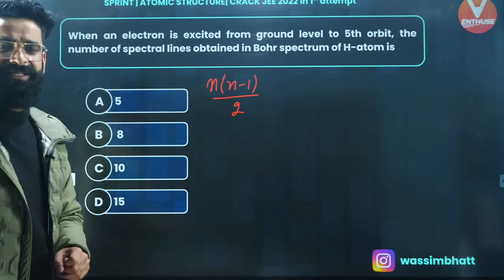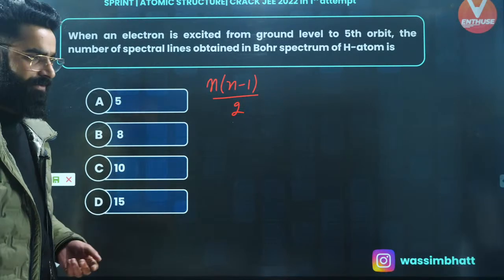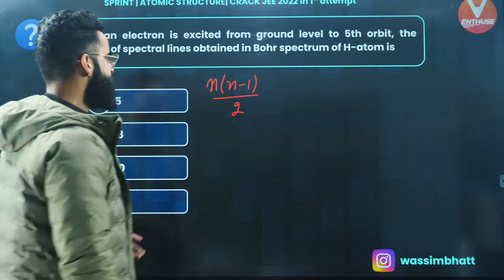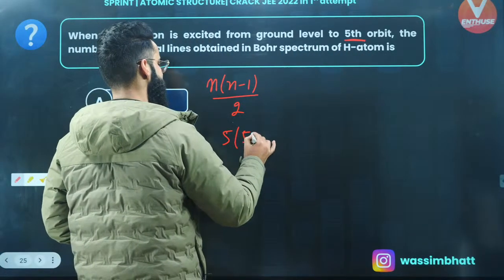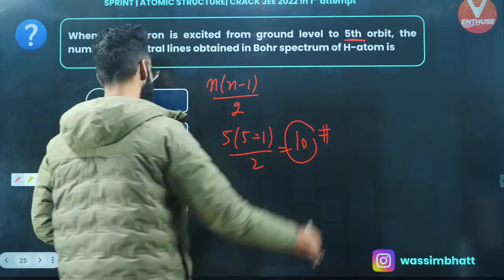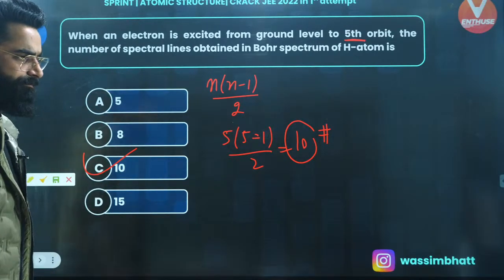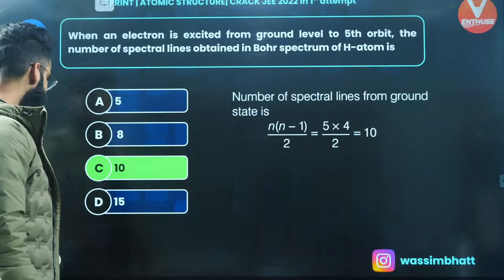When the electron makes a transition from the ground state, right? Perfect. So basically, n value is 5. So 5 into 5 minus 1 simply divided by 2. The value comes out to be 10. So these many spectral lines will be obtained. So it's 10. I'm sure it's clear. Let's move on to one more then.